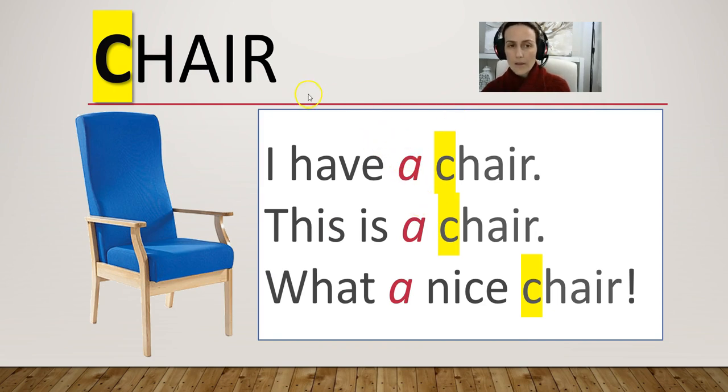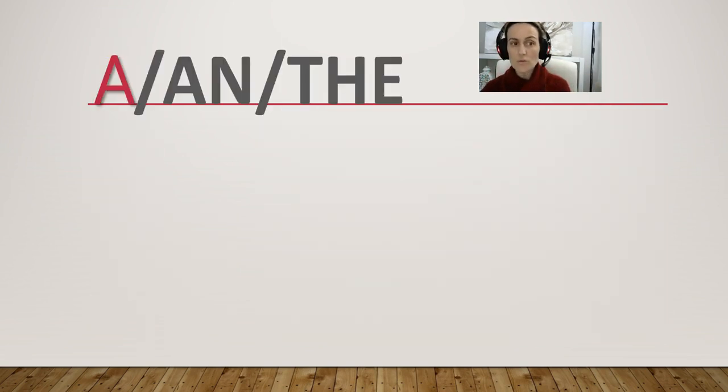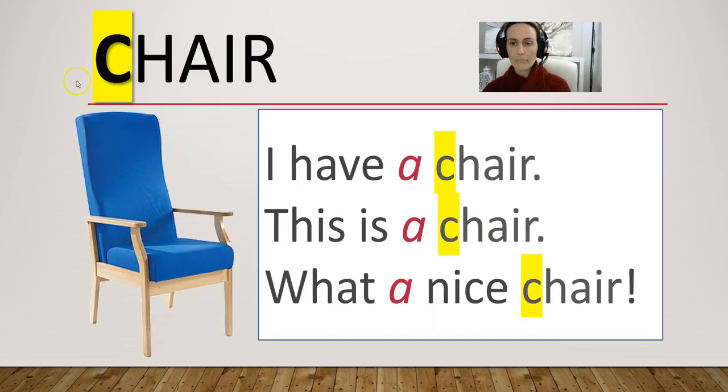Why? Look at the noun chair. It starts with the letter C. The letter C is part of the English alphabet and it is a consonant. Yes? So, because it's a consonant, you have to use this article, a. I have a chair. This is a chair.